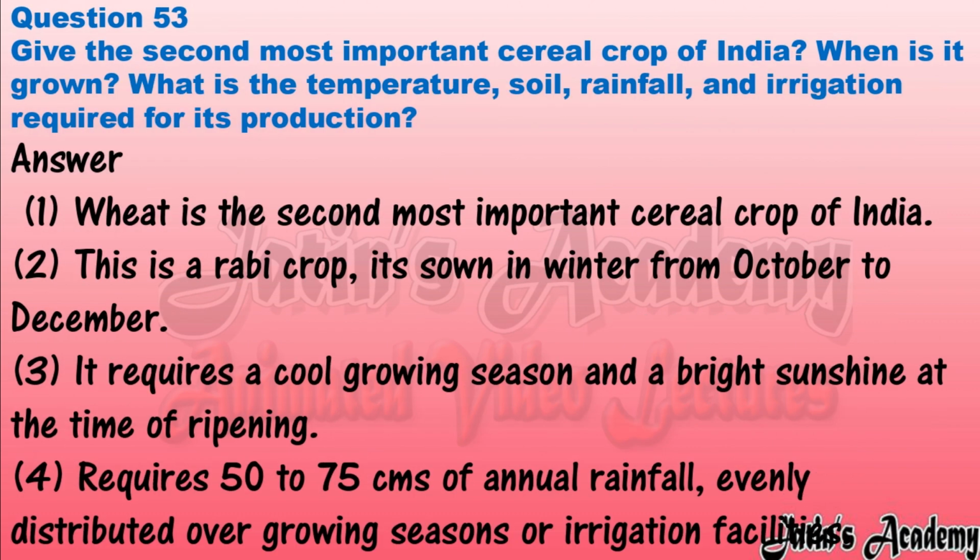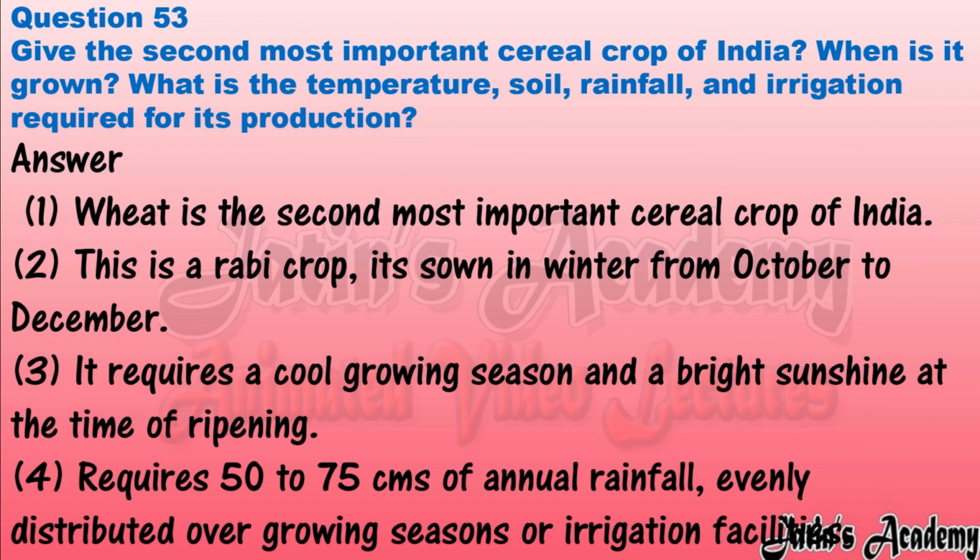Question 53. Give the second most important cereal crop of India. When is it grown? What is the temperature, soil, rainfall, and irrigation required for its production? Answer. 1. Wheat is the second most important cereal crop of India. 2. This is a rabi crop.